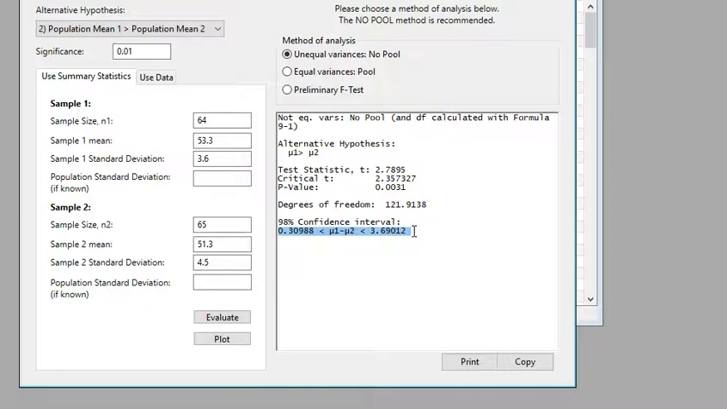Page 495, number 14. Yes, sir. It'll be the last thing we do. Yeah, type 1 and type 2.